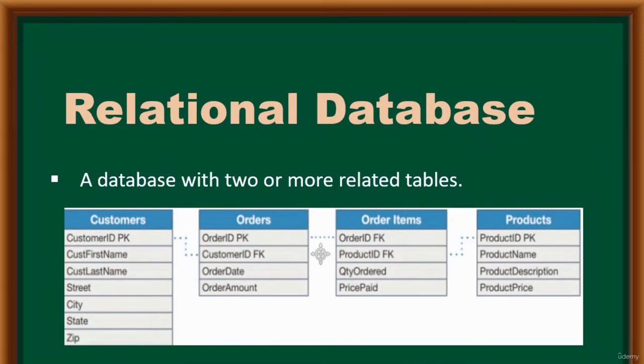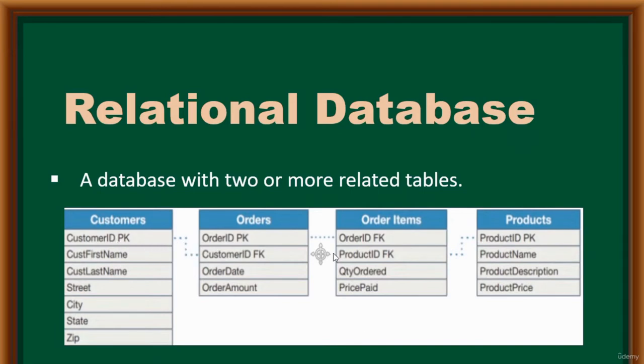So with a relational database, there must be relationship between two or more tables. If we take a look at the customers table here, we've got a customer ID, which is a column or a field in the customers table. We've also got a customer ID here, which is also a field or a column in the orders table. So you can see the dot representing the relationship because there's a customer ID there and there's a customer ID there.